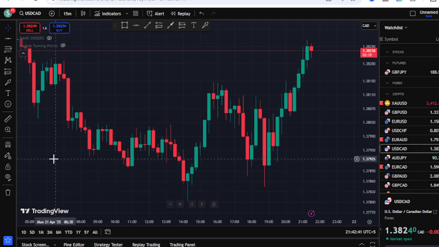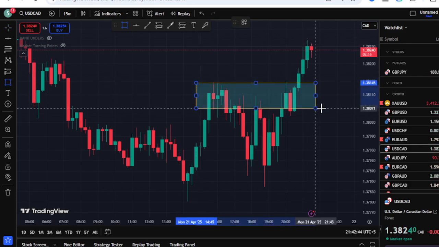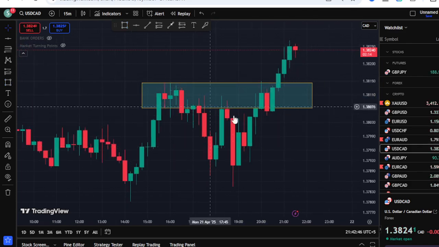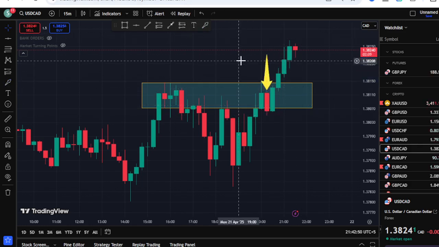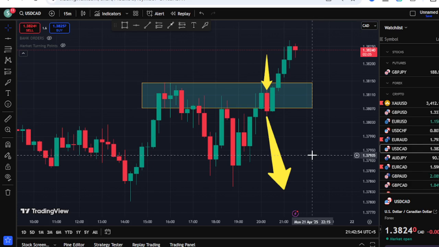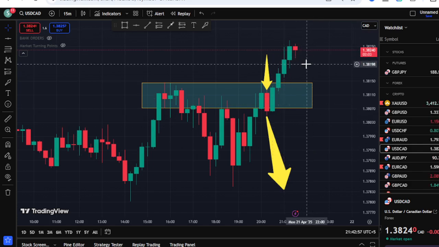And you will see. Okay, look at this one, another trap I can show you. You can see this is the resistance. Now exactly from the resistance they have shown you a bearish candle. Just look at this. And once the retail traders enter into the short trade, they have taken the market up. Everything is going against you.